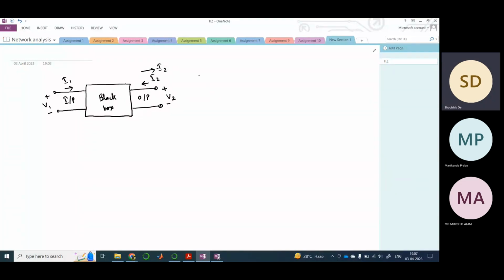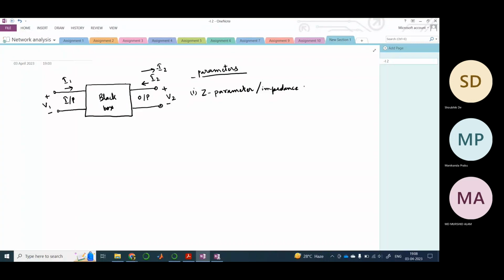Now there are different kinds of two port parameters, and for GATE as well as for this exam you will be dealing with four two port parameters. Number one is the Z parameter, or we call it the impedance parameter. Why, we will shortly see. And here also there are a couple of formulas which you need to remember before you go for the exam.